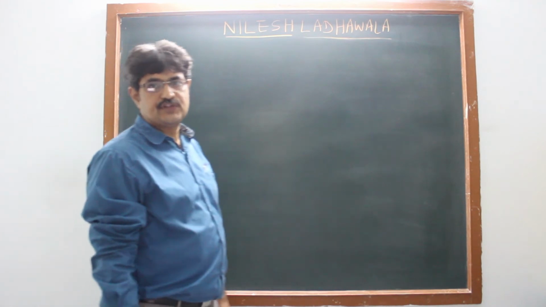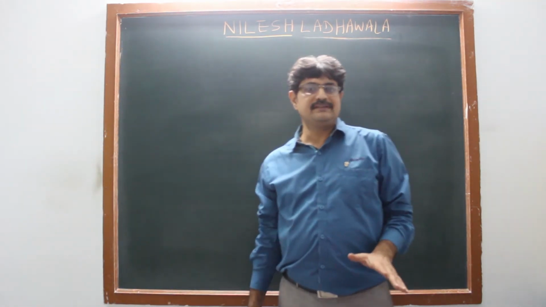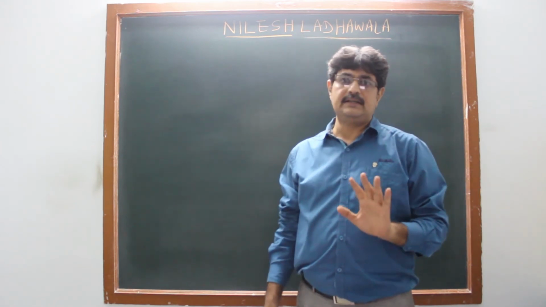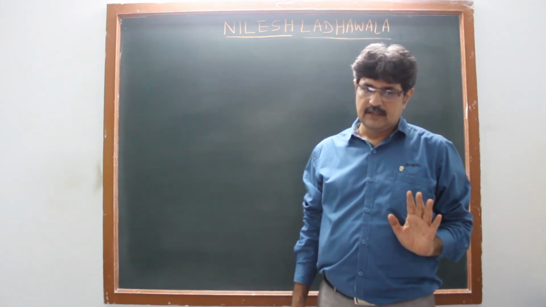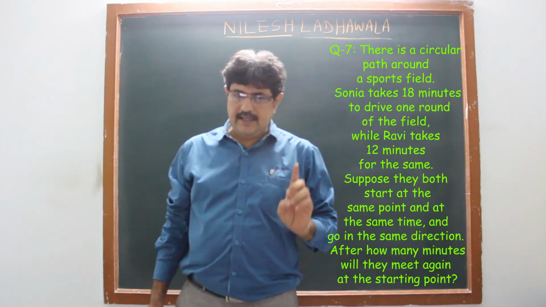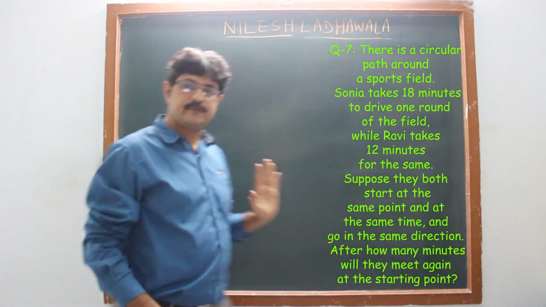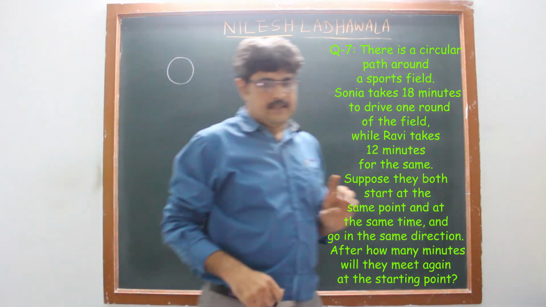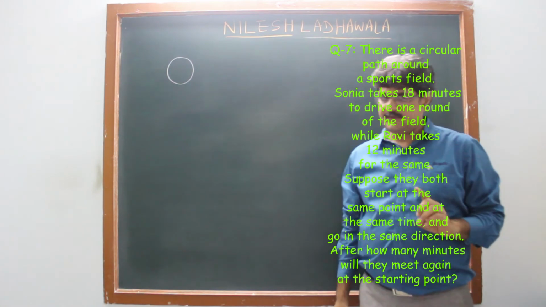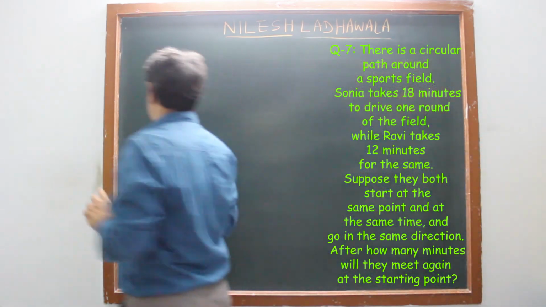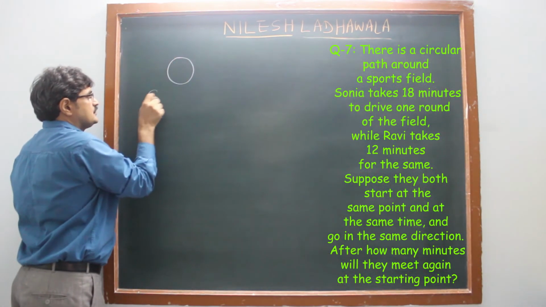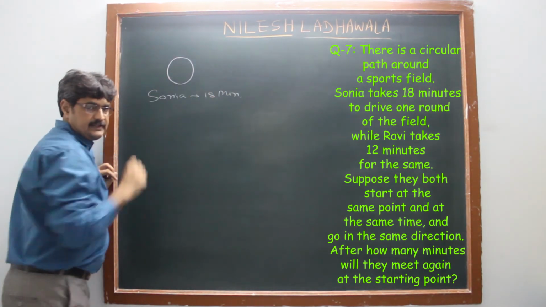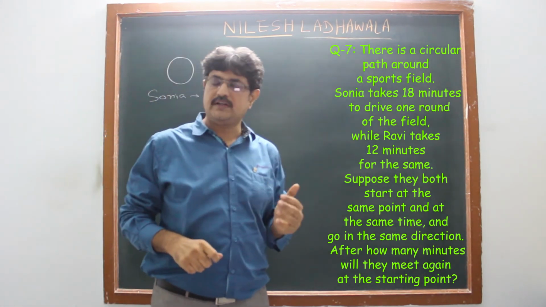Now we will do question number 7. Question number 7 is a problem sum, and this type of questions are surely asked in the examination. I am reading the question that there is a circular path around a sports field. I will draw a circular path. There is a circular path around the sports field. Sonia takes 18 minutes to complete a round.